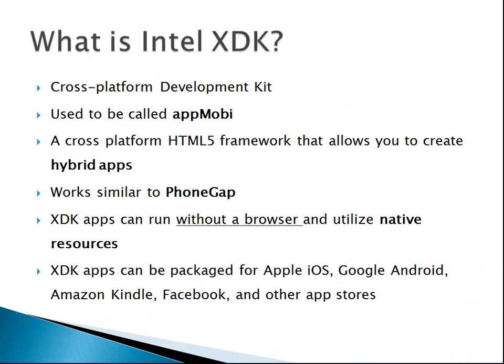Intel XDK stands for Cross-Platform Development Kit, and it's basically a cross-platform HTML5 framework that allows you to create hybrid apps. And we've gone over hybrid apps in the PhoneGap sections of this course. It's basically web apps that are built with HTML, CSS, JavaScript, and they're put through a container that can wrap them up and spit them out as a native app. There's no browser controls or anything like that. They can be installed and placed right on your home screen just like any other native app.